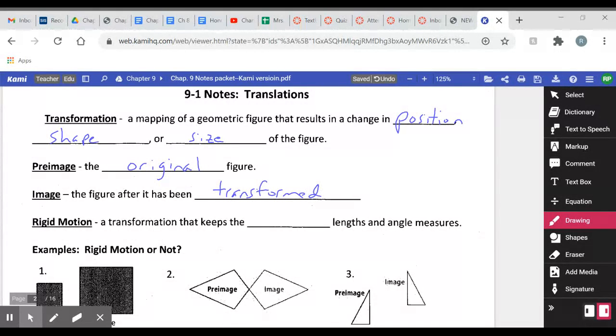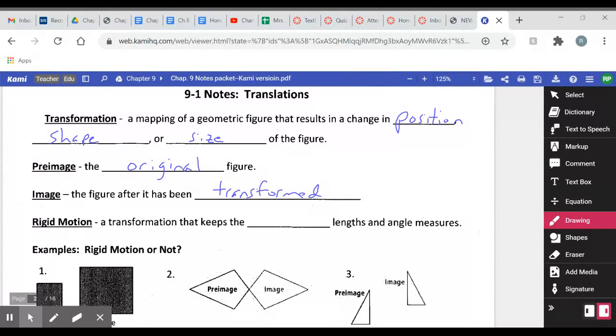And it's going to be very important that you pay attention to what is the pre-image and what is the image. I'm going to give you some indications of how to tell that in a little bit, but it's going to be really important. Always think of what's the original one, what's the one that came first, and what is the new one. So that will be important.